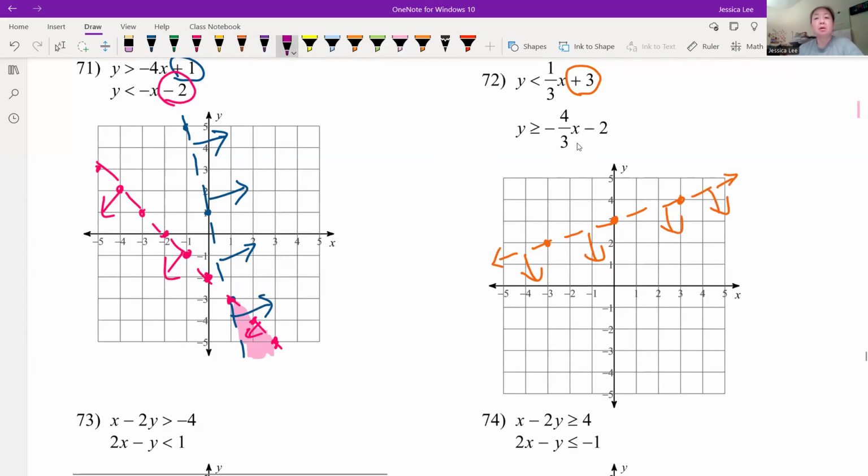And then the second line is going to be -2. And our slope is -4/3. So it's 1, 2, 3, 4 up, and then 3 to the left. Oh, we can't do it the other way. So here it is. And that's going to be a solid line. So we're just going to pretend it went through the -2.